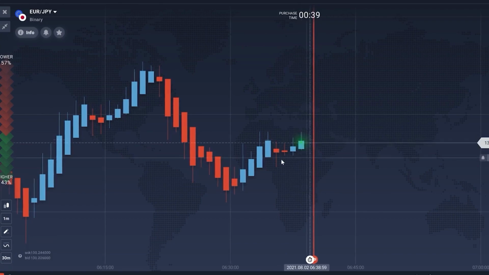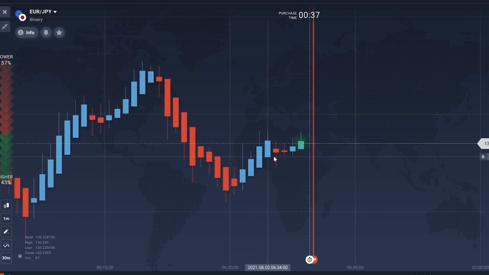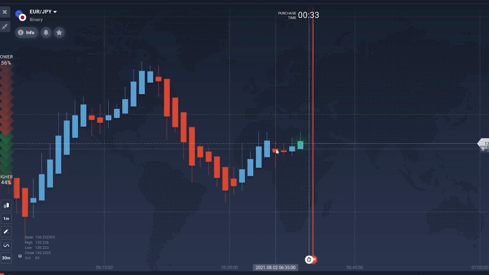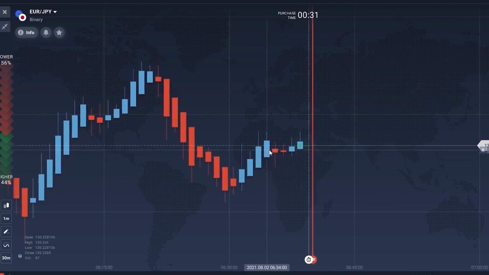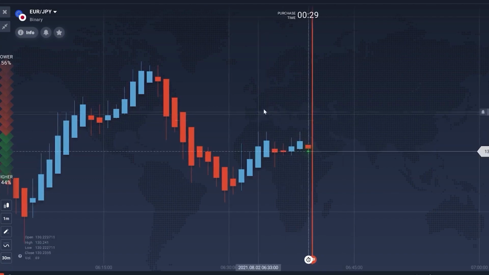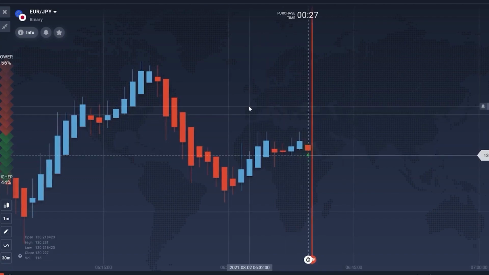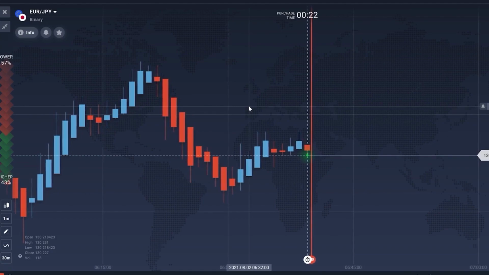For instance, if we consider this candle here, it starts right from the middle of the previous candle. The red one also starts exactly from the middle of the previous one, and so on. All the candles start exactly from the 50% point of the previous candle, meaning their open is at the center of the prior candle.